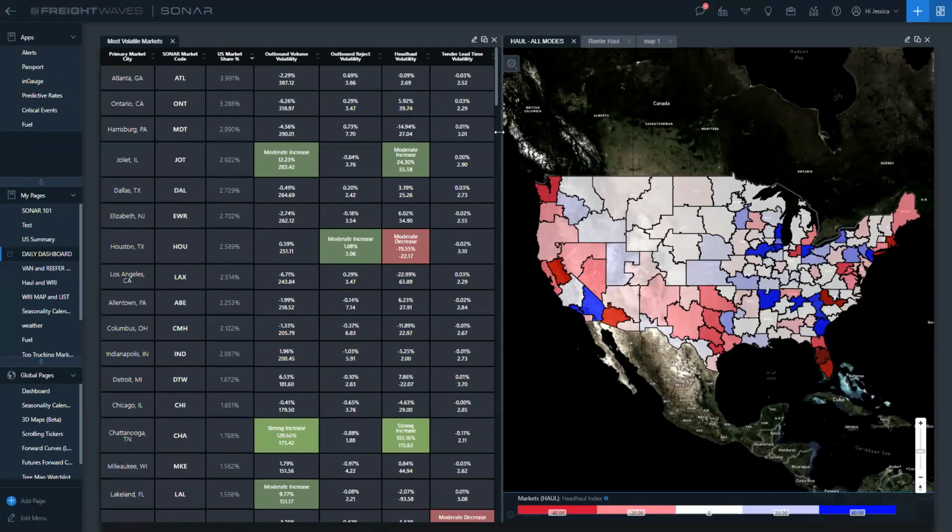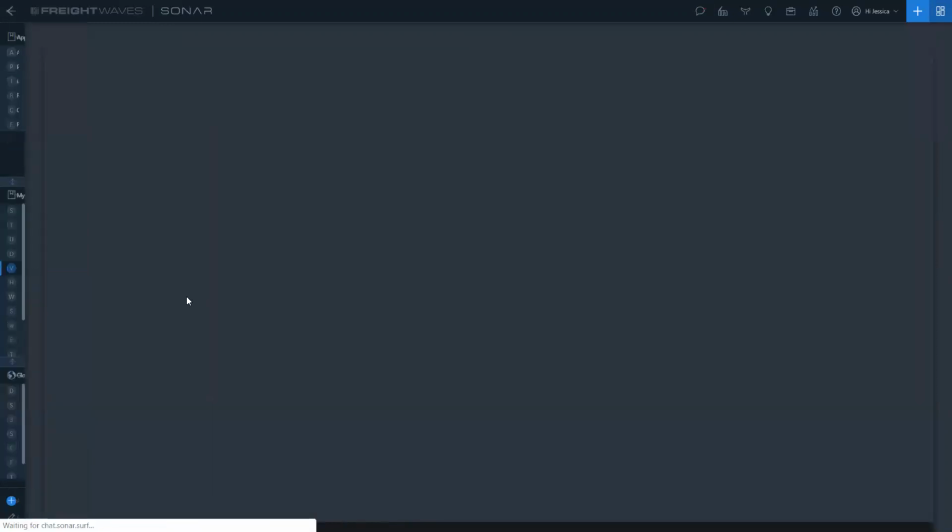The next thing I'm going to talk about is how you can look at Sonar to identify possible more leads or potential leads for more freight. This is what I call the van and reefer volume page.